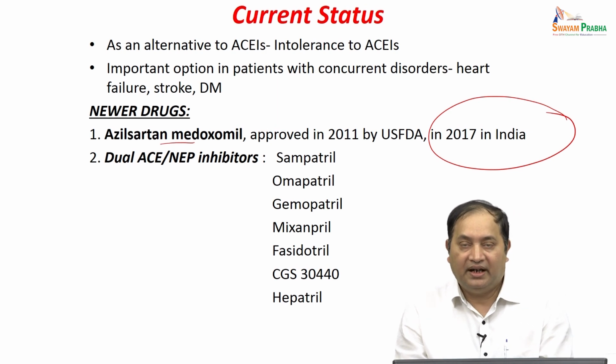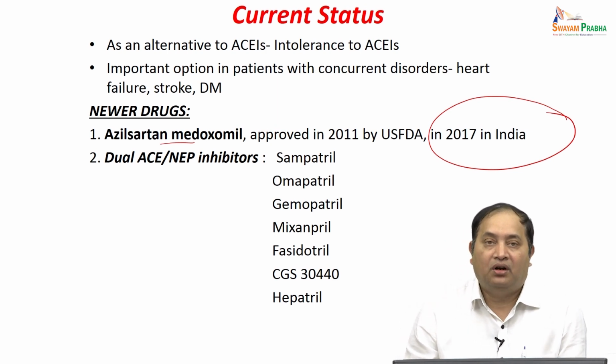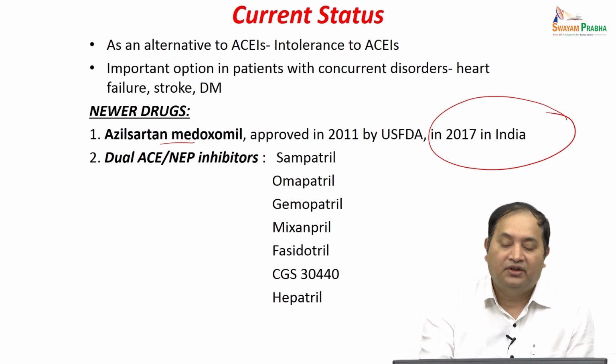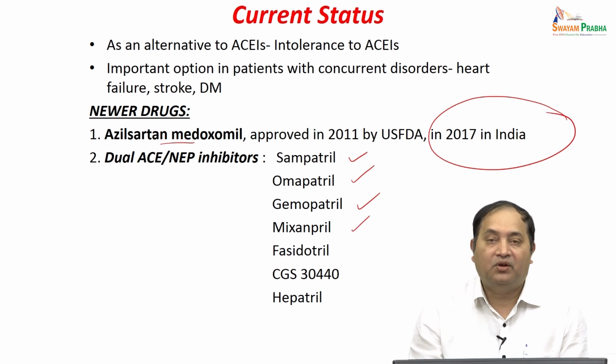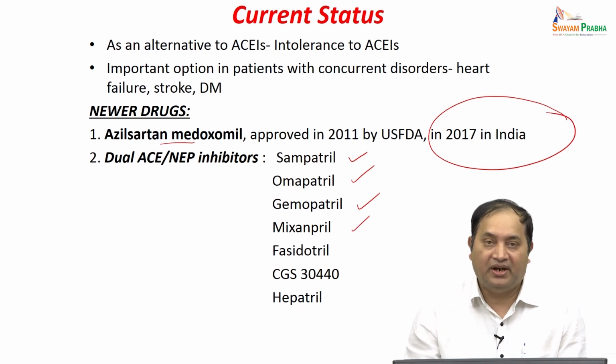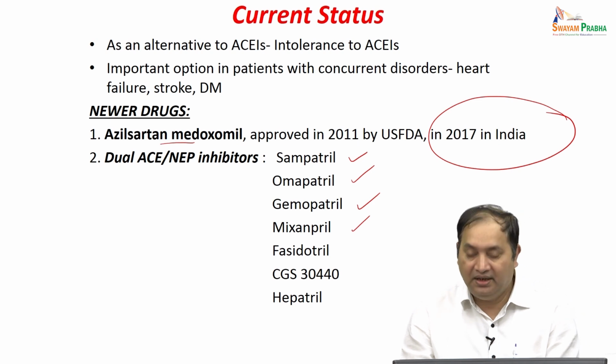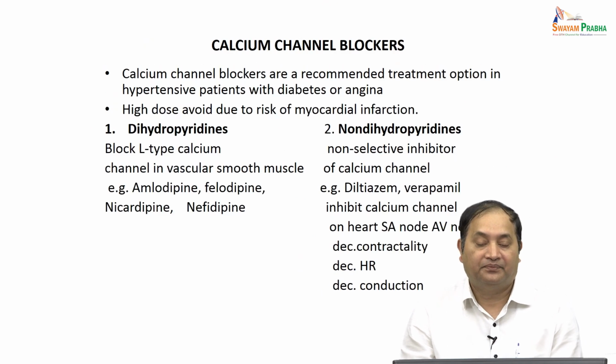Now, there are some dual ACE inhibitor and neprilysin inhibitors also, for example omapatrilat, gemopatrilat, mixanpril, fasidotril. There are a number of compounds available which are dual inhibitors of ACE and NEP.